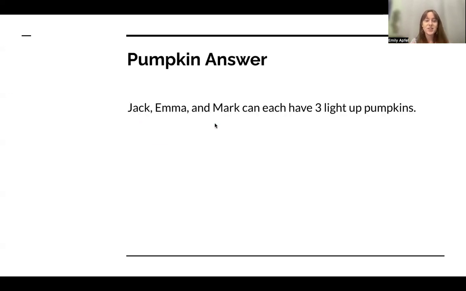Here's the answer. Jack, Emma, and Mark can each have 3 light up pumpkins because of what we found previously. Either lining these up on our desk, you could see you could put it in like 3, and then you can have this like here, here, and here to have it be 3, 6, 9. You could have also come to the conclusion that they each got 3 from the picture.